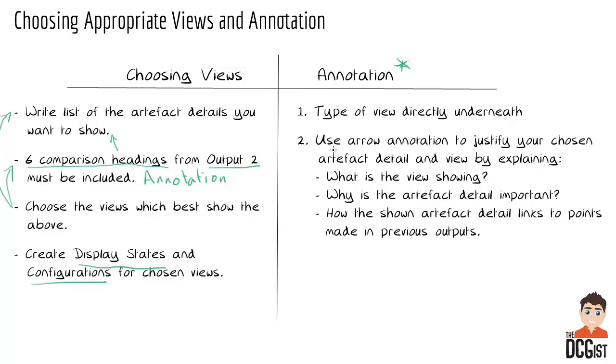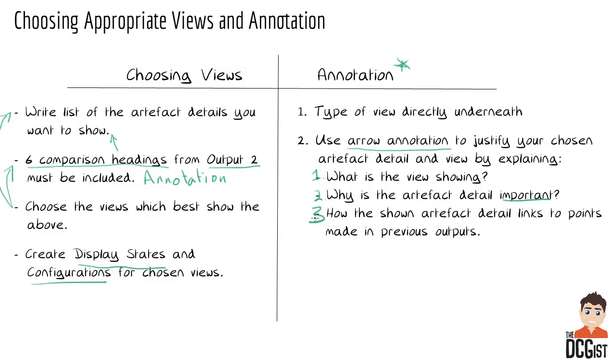Then the second thing is you're going to use arrow annotation to justify your chosen artifact detail and view by explaining the following 3 things. So the first thing you're going to do is you're going to say, what is the view showing? The second thing is, why is the detail that you're showing in the view important? Okay, that's really, really important, because if you're putting in just anything without explaining why it is that you're putting it in, you won't get all of the marks for it.